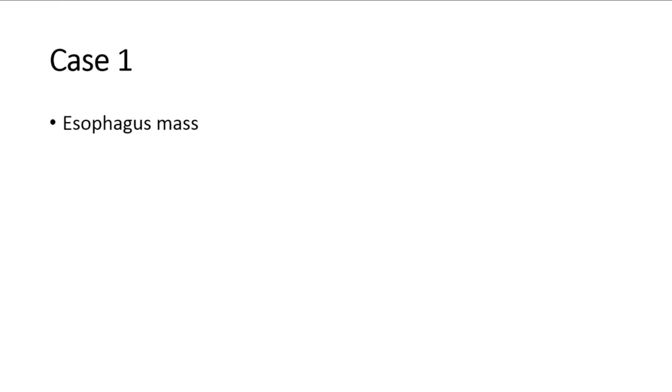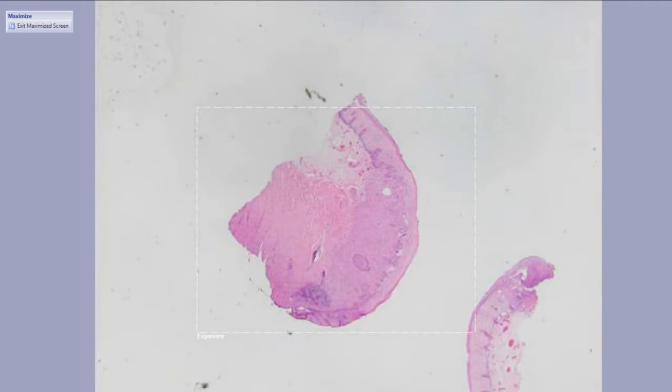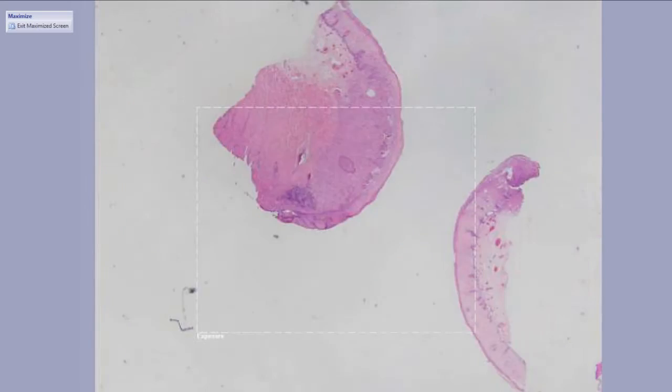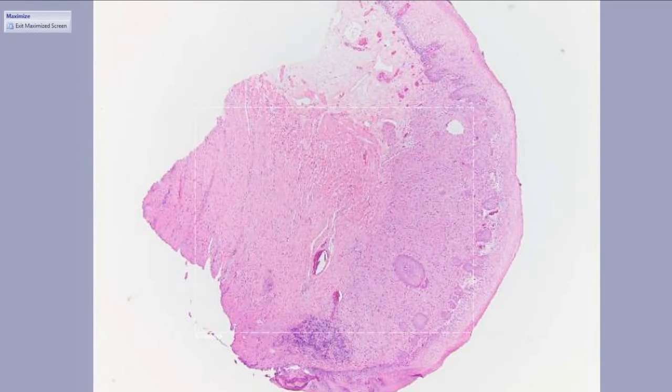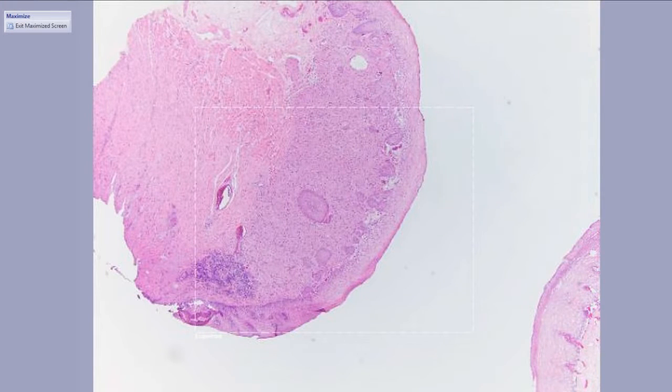Minimal clinical info for most of these. We're going to start with case 1, which is an esophagus mass. We're just going to go top to bottom down the GI tract. There's not as much mesenchymal stuff in the esophagus as in some other spots in the GI tract, but this is one of the most common things you're going to see if you're dealing with mesenchymal things in the esophagus.